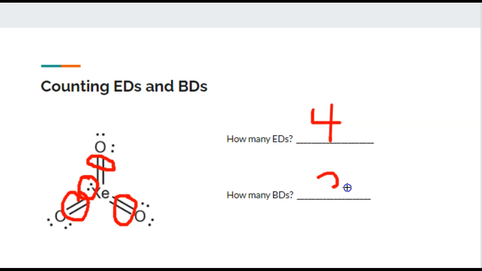That's 3. So counting electron and bonding domains is a fairly straightforward process, but don't get tripped up when you see those double bonds.